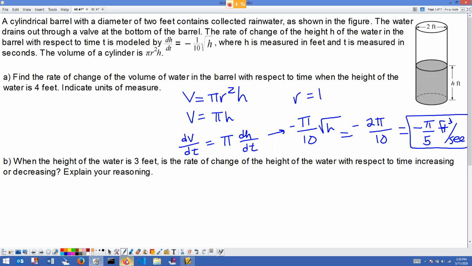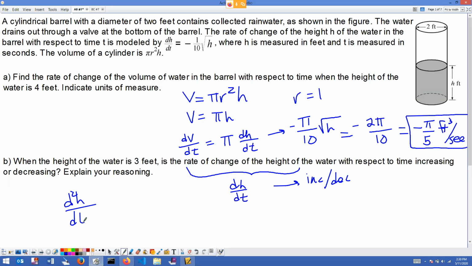All right, for part B, when the height of the water is 3 feet, we want to know, is the rate of change of the height of the water increasing or decreasing with respect to time? So that's asking us, is the rate of change of the height, that's dh/dt, is this increasing or decreasing? Which means that we need to figure out what the sign of the derivative of the dh/dt function is. So we'll take the derivative of it, again, with respect to t.